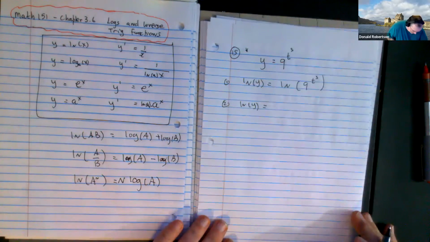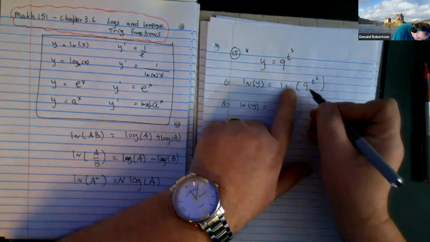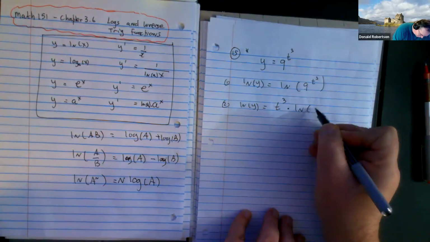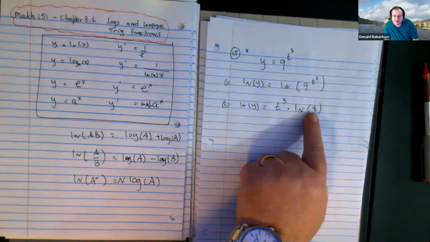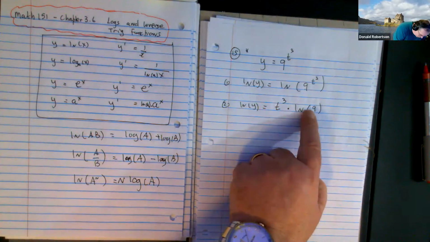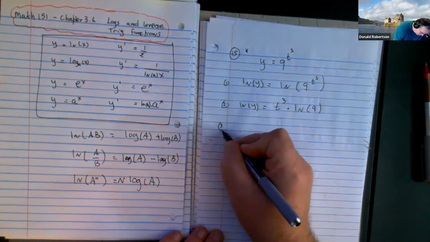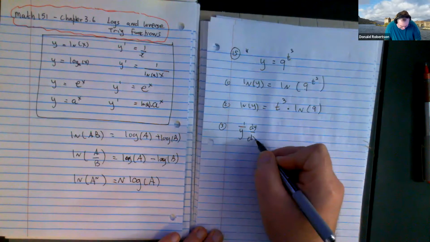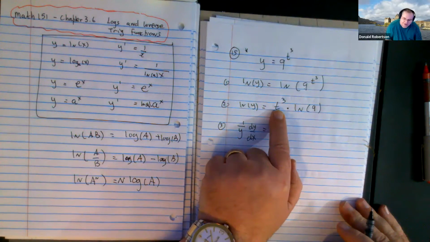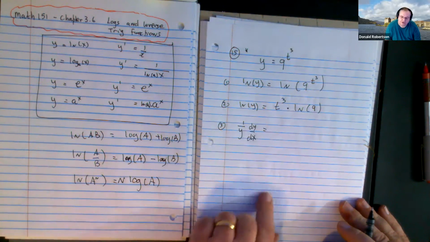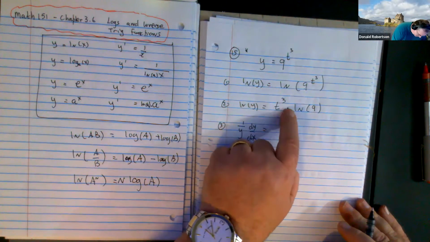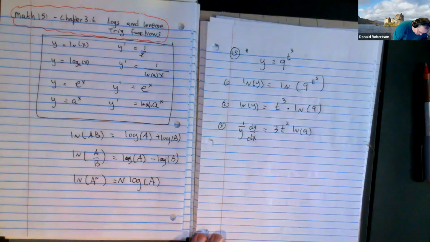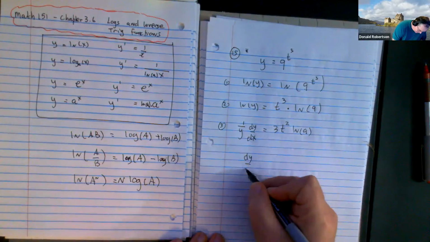Now, the natural log of 9 to the power of t cubed can be rewritten as t cubed times the natural log of 9. And I want you to think of that as a number, because it is. Well, step 3 is you differentiate and you get 1 over y dy by dx. If you differentiate t cubed, you get 3t squared. So if you differentiate t cubed times a number, you still get 3t squared with the number. It's still there. You then multiply both sides by y.